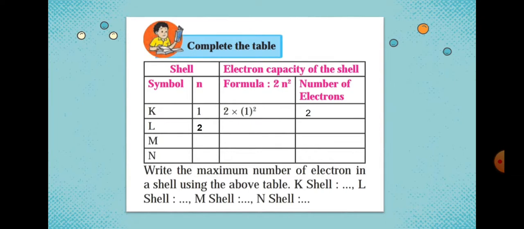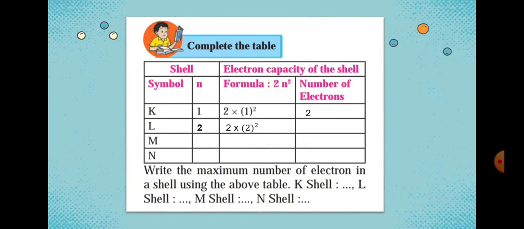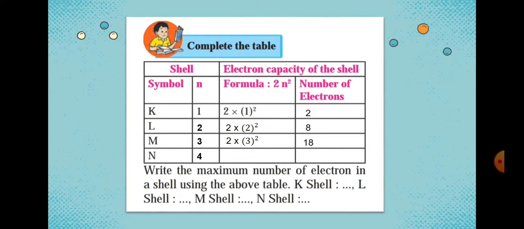Now the next is 2. L means 2. So we'll do 2 into 2 raised to 2. 2 raised to 2 means 4. So 2 into 4, our answer is going to be 8. Next, third. So 2 into 3 raised to 2, 3 threes are 9. So 9 into 2, our answer is going to be 18. Next, n is 4. So 2 into 4 squared, 4 fours are 16, and 16 into 2 is 32.